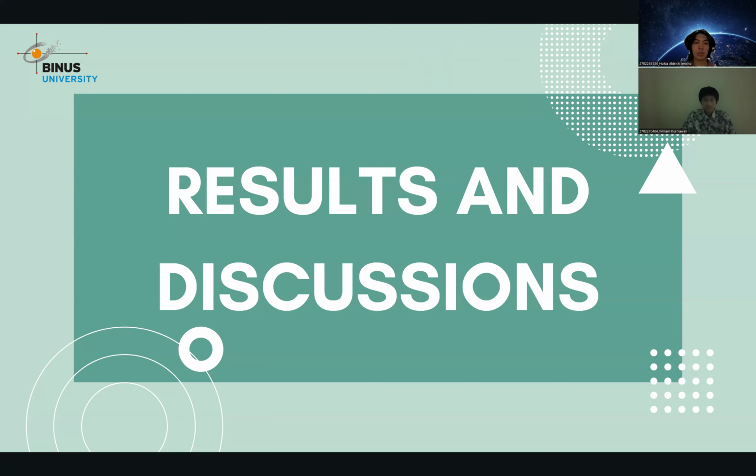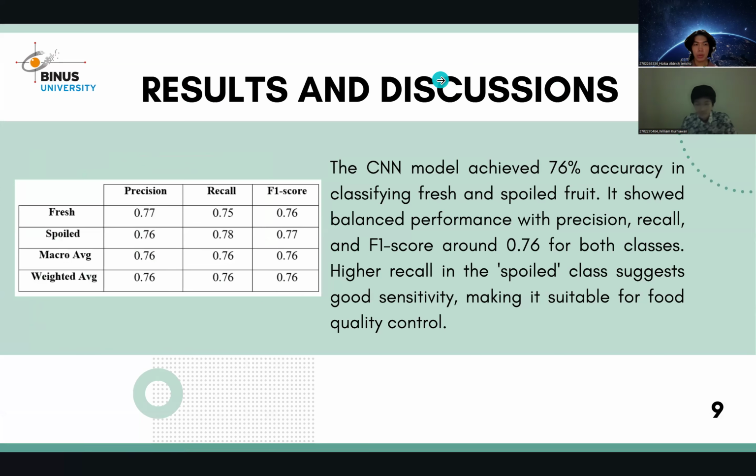Okay, in this part, we will discuss the results and discussion. This slide shows the evaluation result of the convolutional neural network or CNN models in classifying fruit quality, specifically between fresh and rotten fruit. The CNN model managed to achieve an accuracy of 76%, which shows a fairly stable and balanced performance.